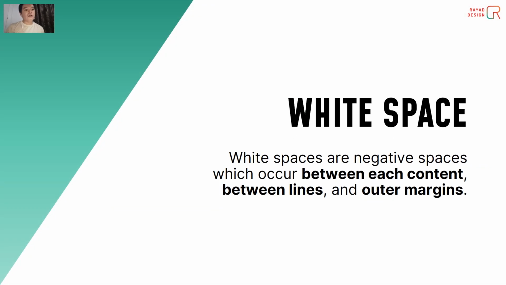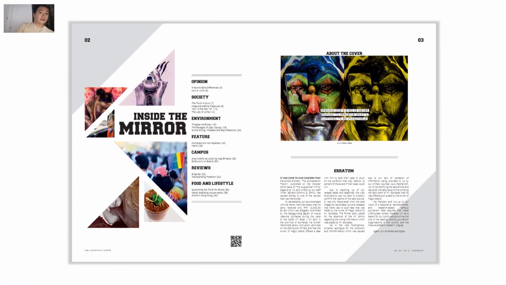Now, white space. White spaces are negative spaces which occur between each content, between lines and outer margins. What we have here is actually the table of contents of the Augustinian Mirror, and we also have the cover and erratum at the bottom. If you can see, there's actually a lot of white space because, one, maybe there's just nothing else to put in, and another possible reason is that we just have a lot of pages and we're rich enough to just waste it all for white space.